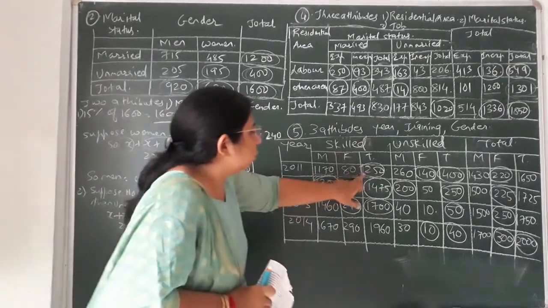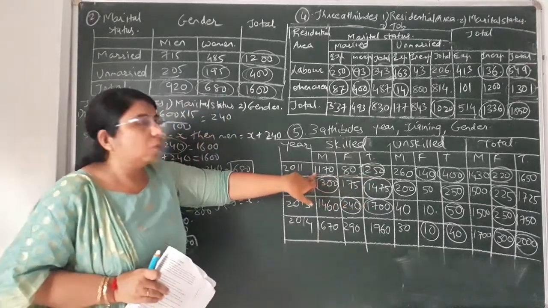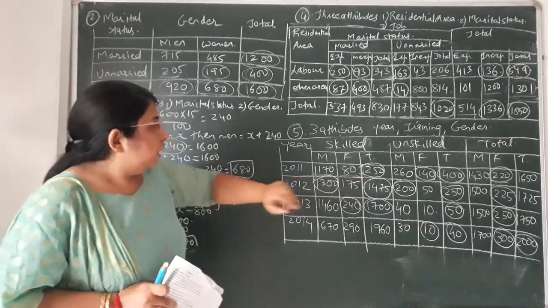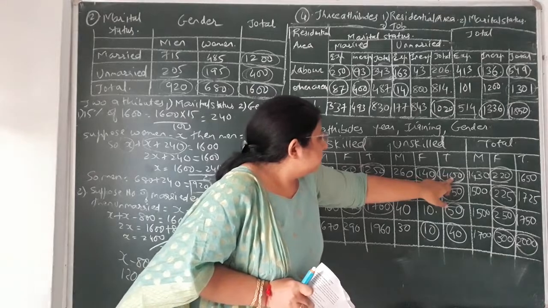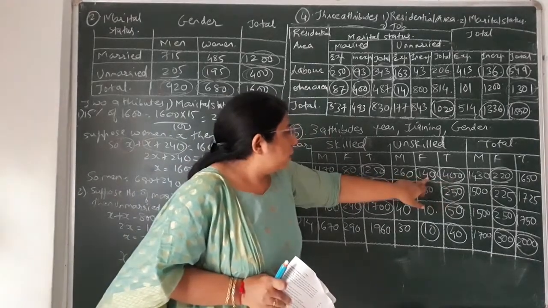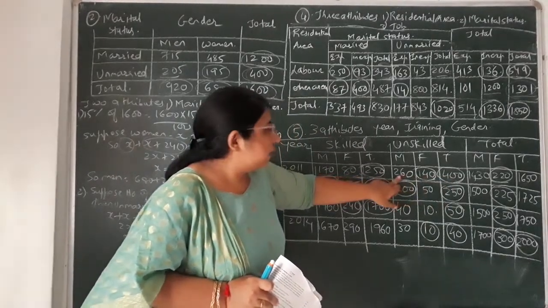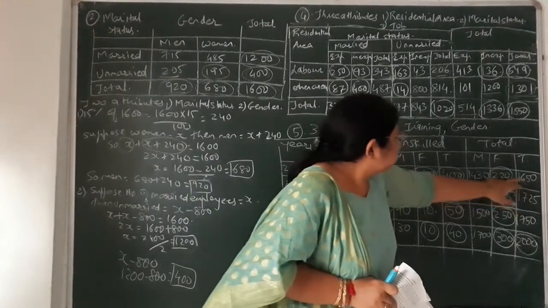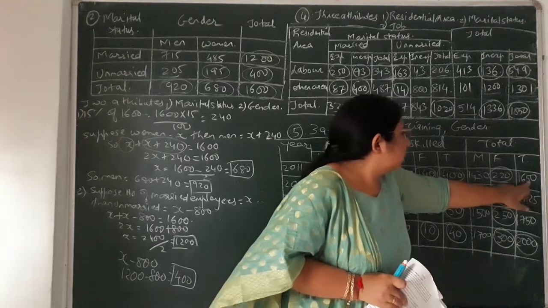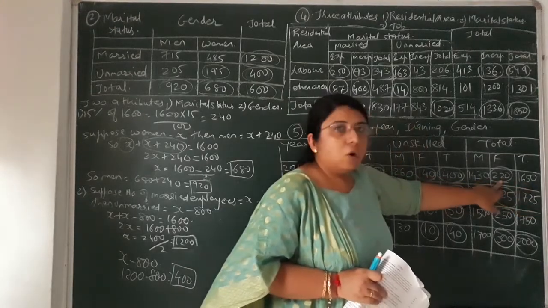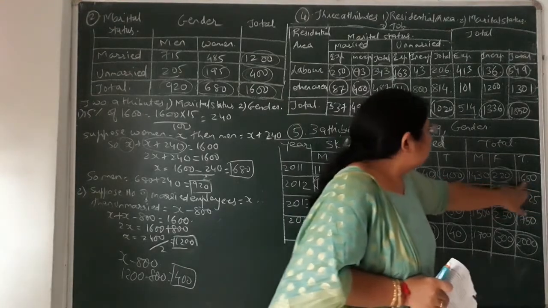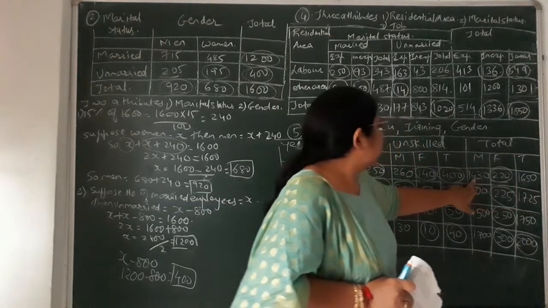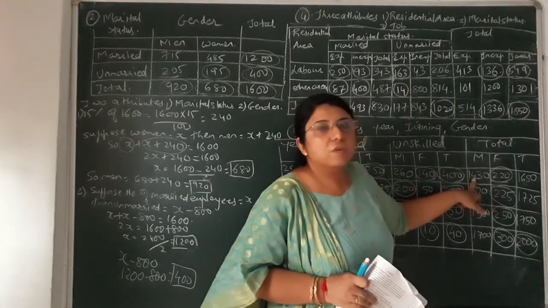That means 1250 minus 80, you will get 1170. In the same way, from the total that is 400, if you subtract the number of females, then you will get the number of males, that is 260. Okay. Next, over here also, total already we have found out, that is 1650, and 220 already it is given in the question. So 1650 minus 220, you will get the total number of males, that is 1430.